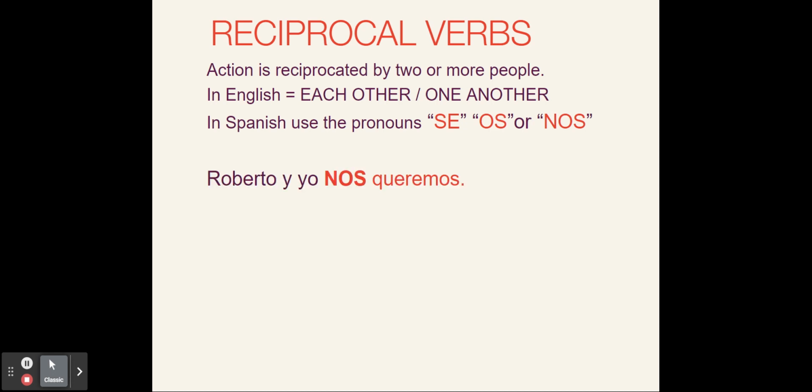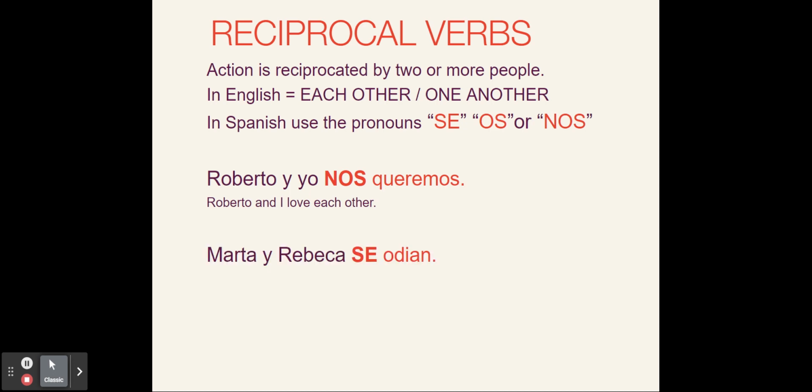Here we have a couple of examples. Roberto y yo nos queremos. We love each other. And the rule of where you place the pronouns is exactly the same that you learned for reflexive pronouns, direct object pronouns, indirect object pronouns. When you have one conjugated verb, place the pronoun in front of it.